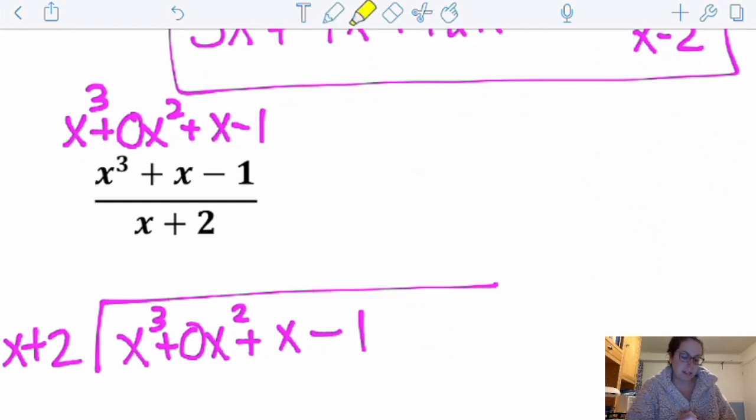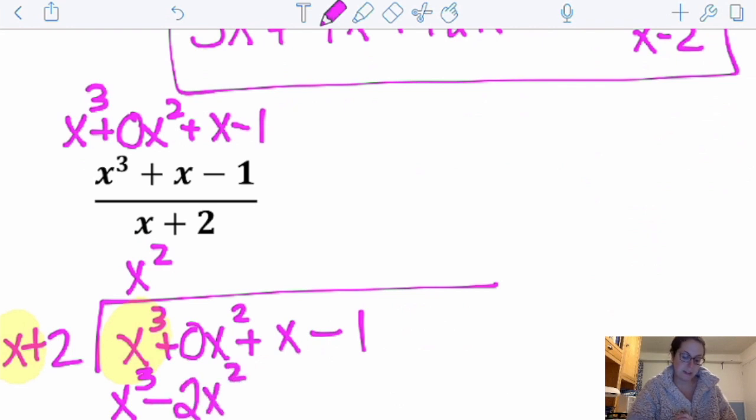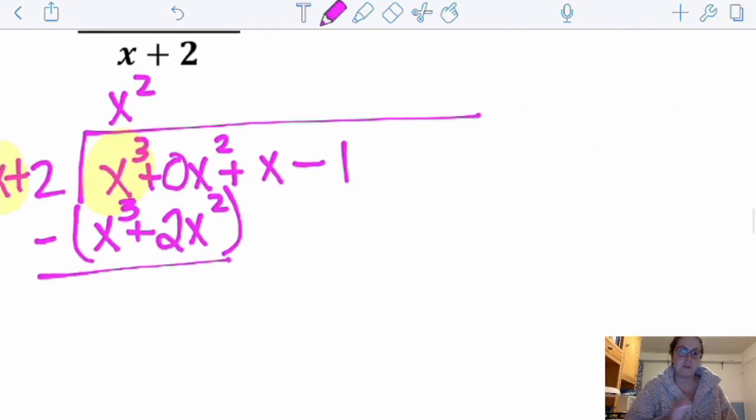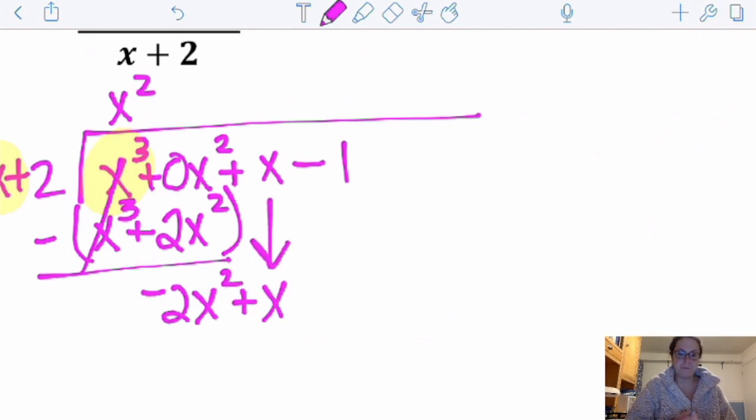Now when I do this, I start by saying, okay, x times what would give me x cubed? That would be x squared. And then you're going to multiply this x squared times this whole expression on the outside there. So it's going to be x squared times x, which is x cubed, and x squared times 2, which is 2x squared, and that's positive. But remember, we need to subtract these, so I put those in parentheses and subtract them. x cubed minus x cubed cancels out. 0 minus 2x squared is negative 2x squared. Then I'm going to bring down my next term.